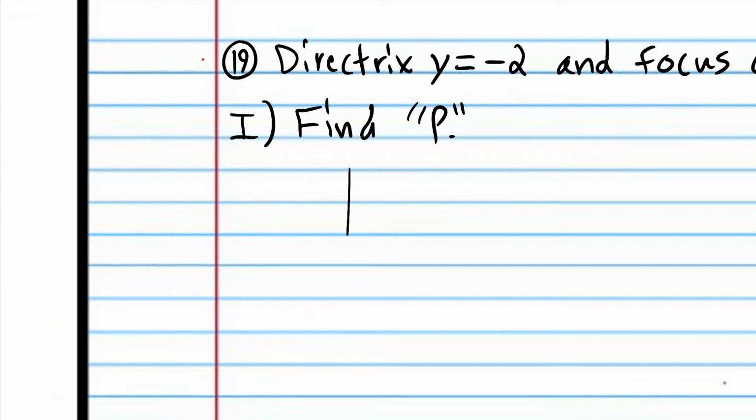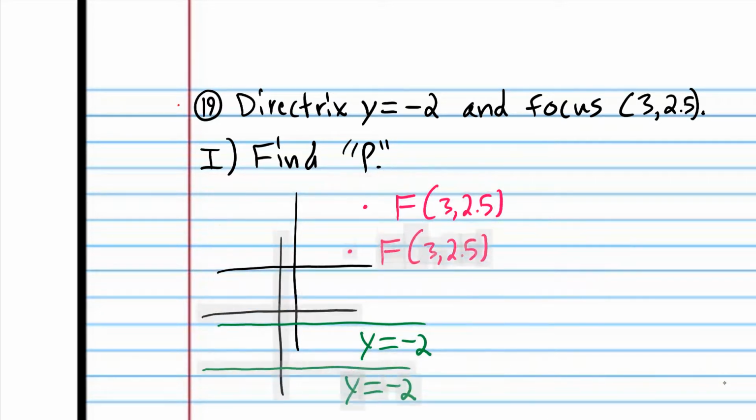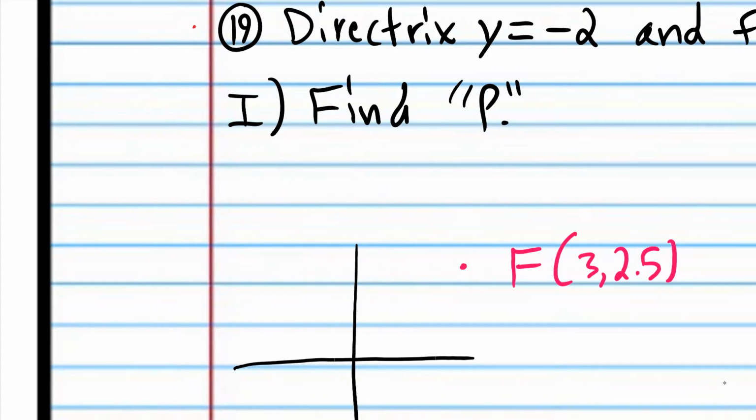and we're going to draw a rough graph, and the focus is going to be 3, 2.5, which is maybe about there, and the directrix is y equals -2. And by the way, this is the conceptual method again. I'm going to show you 2 methods.